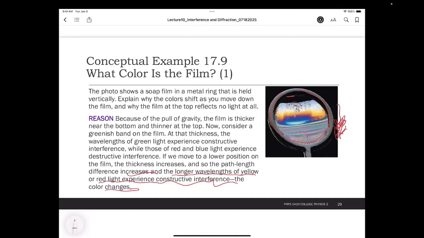Does it make sense to you? Because of gravity, the thickness is different. You can see here the thickness increases, and then the longer wavelength of yellow will show here, and at the bottom. That makes sense to you.